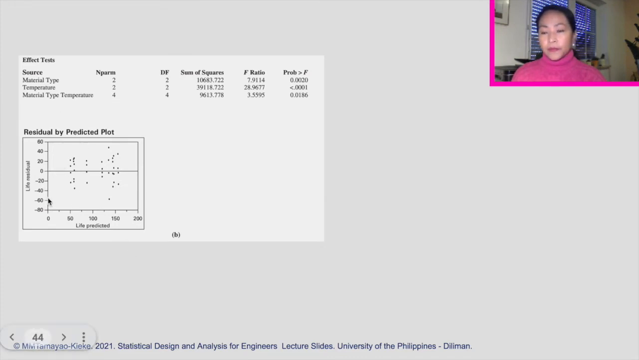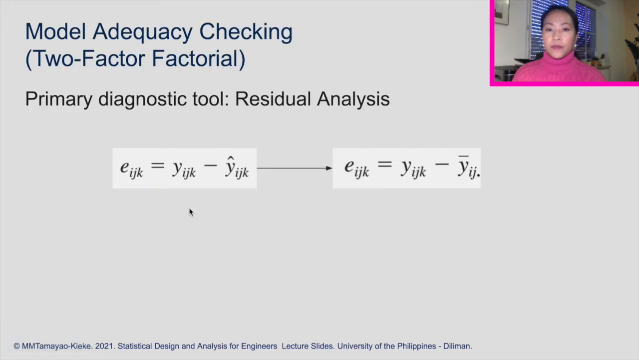And here is the residual plot, the residuals by the predicted values. And we don't see any significant patterns, therefore it is reasonable to assume or conclude that the model is adequate. And we touch on this again to remind you that model adequacy checking is very important.